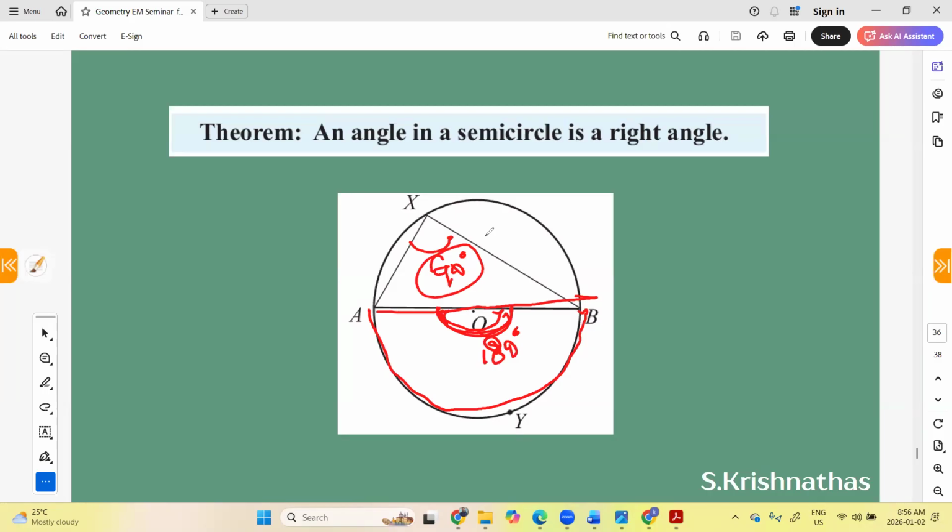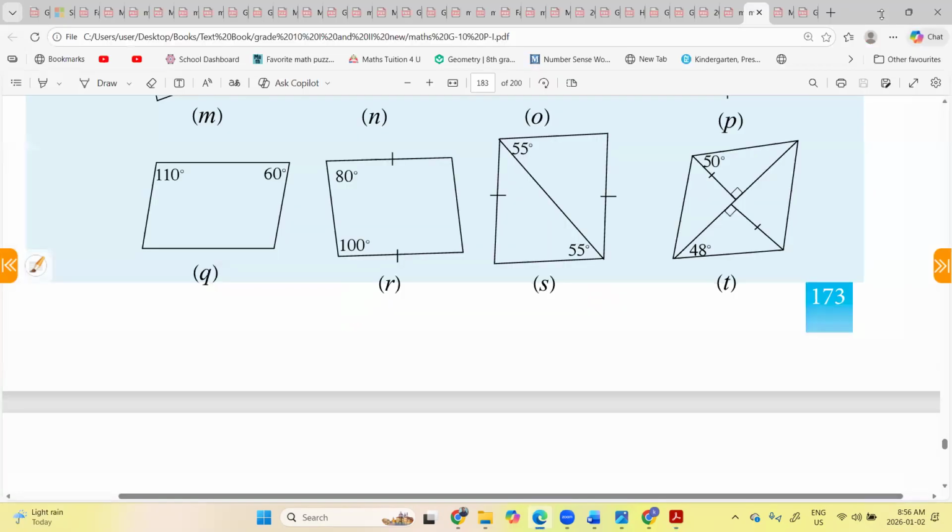It is okay. This is 180 degrees, this is 90 degrees. Right. Now, students, some questions. We learned this one now.